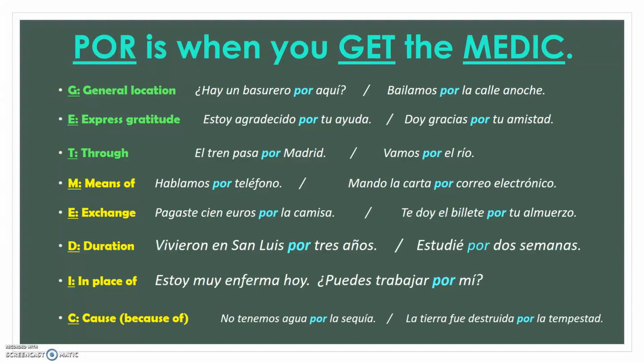C is cause, because of. No tenemos agua por la sequía. La tierra fue destruida por la tempestad. We don't have water because of the drought. The land was destroyed because of the storm.